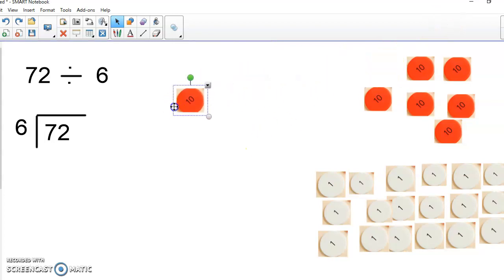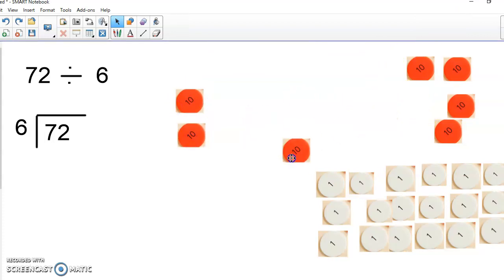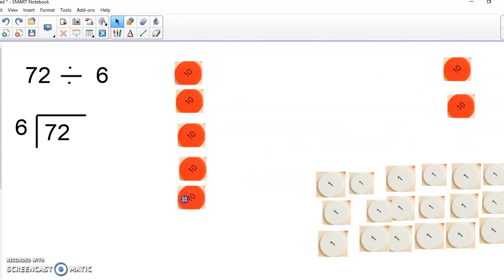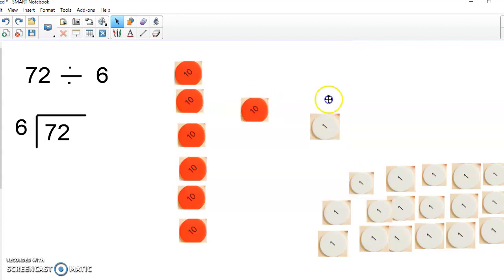So I have 10, 20, 30, 40, 50, 60, because my divisor is 6. So what I'm trying to create is 6 rows. So I have a ten left, and on my ones column I have a 2.